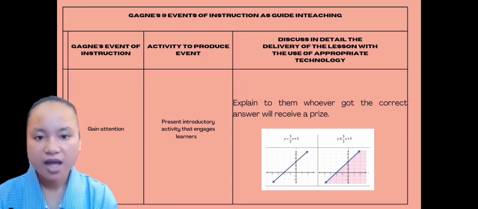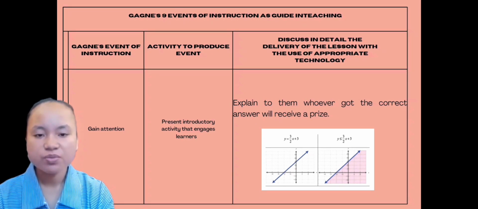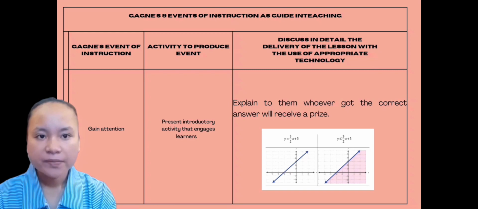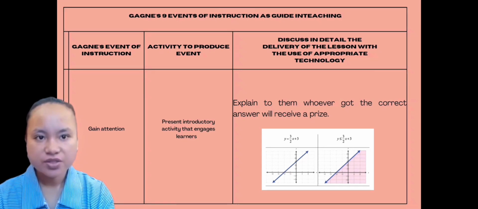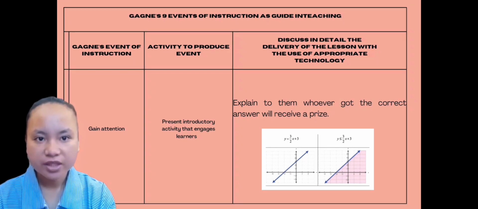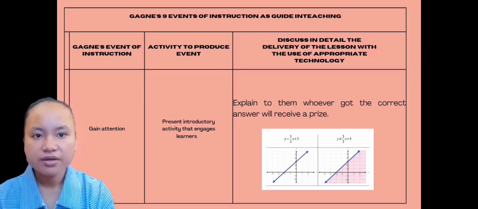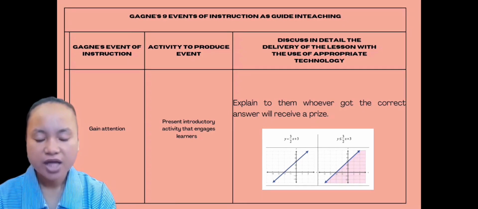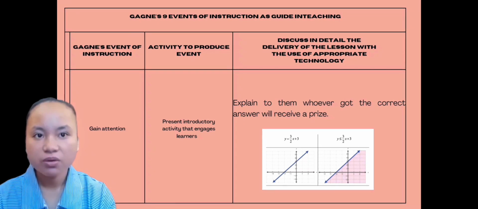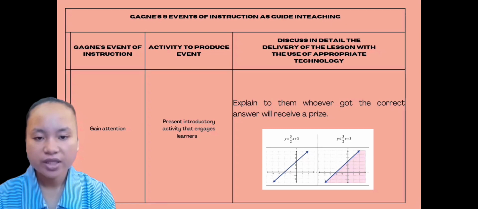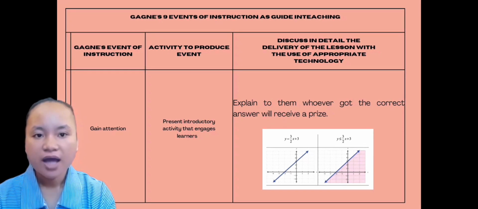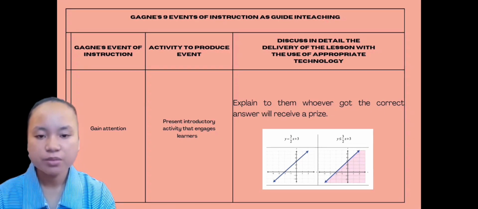In this case, I will ask the students to observe the picture and explain the differences of the two graphs presented below. They are allowed to raise their hands if they want to answer, and those who are in Google Meet can raise their virtual hands and wait until their names are called to explain. Whoever got the correct answer will receive a prize.